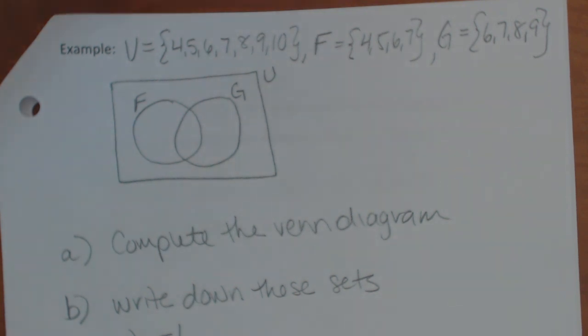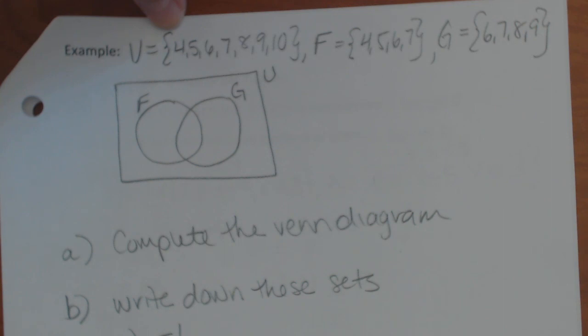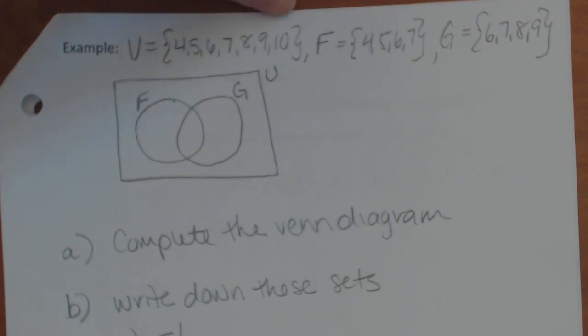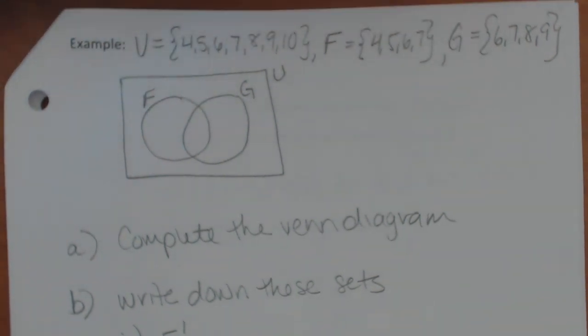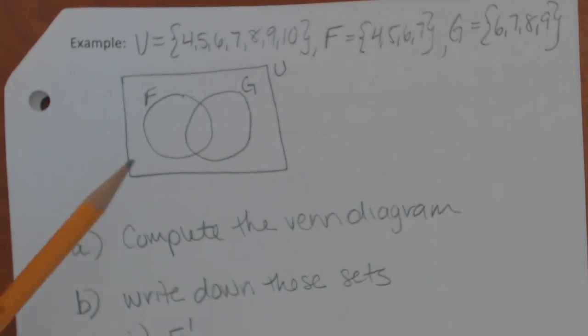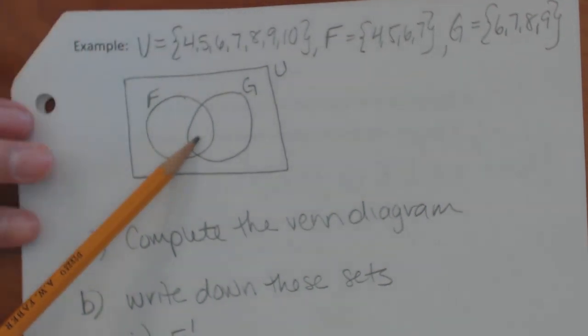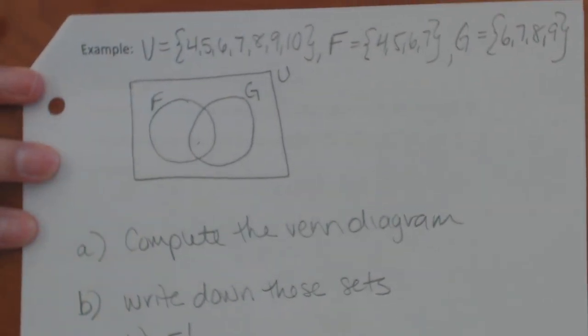And we have our first example. The universal set: all of these numbers, 4, 5, 6, 7, 8, 9, 10, are going to go into our Venn diagram. F is 4, 5, 6, 7, that's going to represent circle F, and G is 6, 7, 8, 9, that's going to represent circle G. When you fill in a Venn diagram, please start from the middle. Please start with what F and G share in common, both F and G.